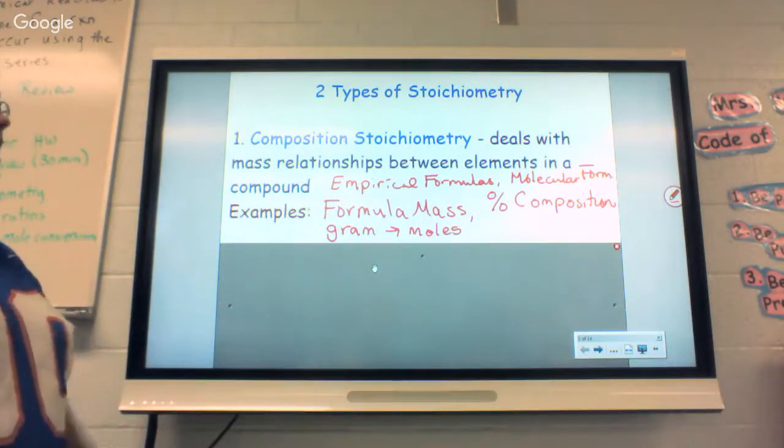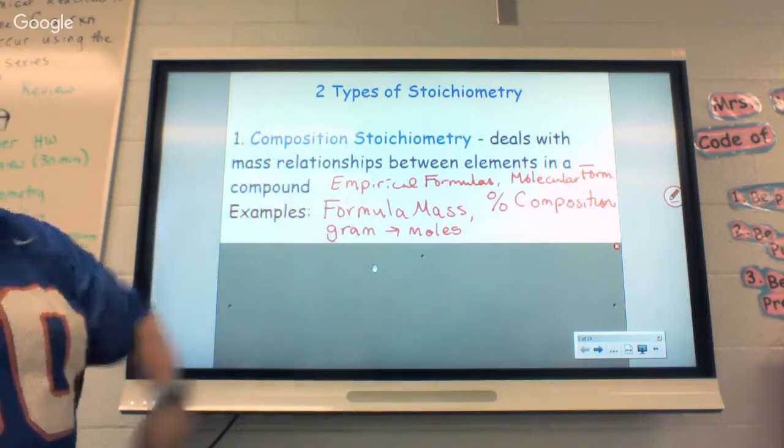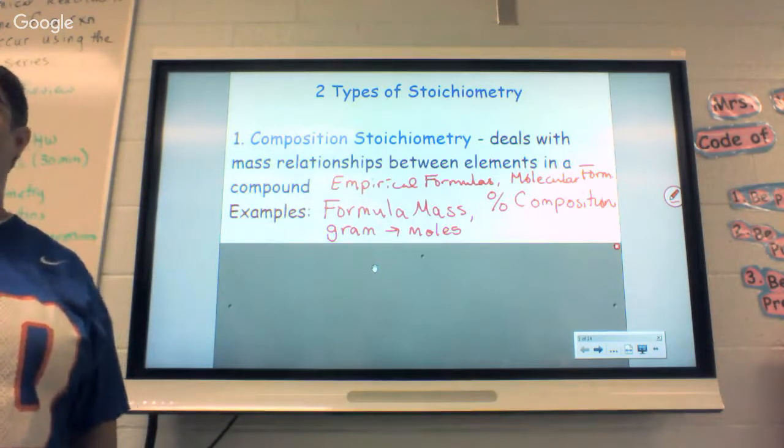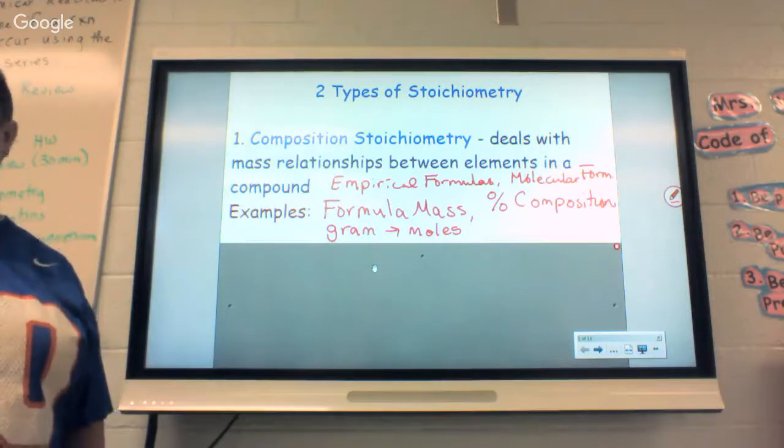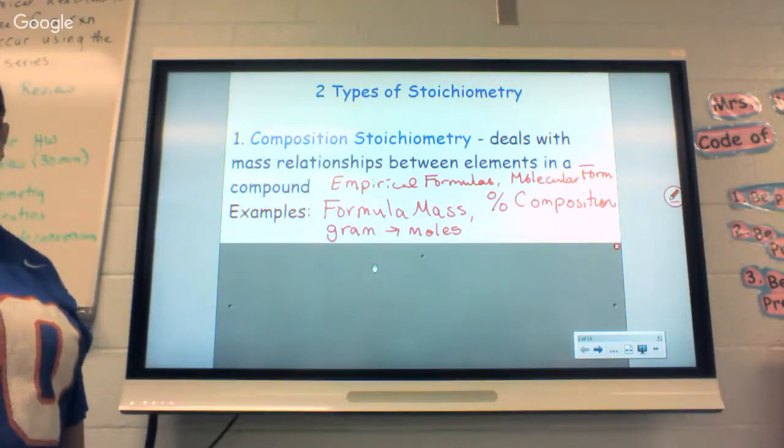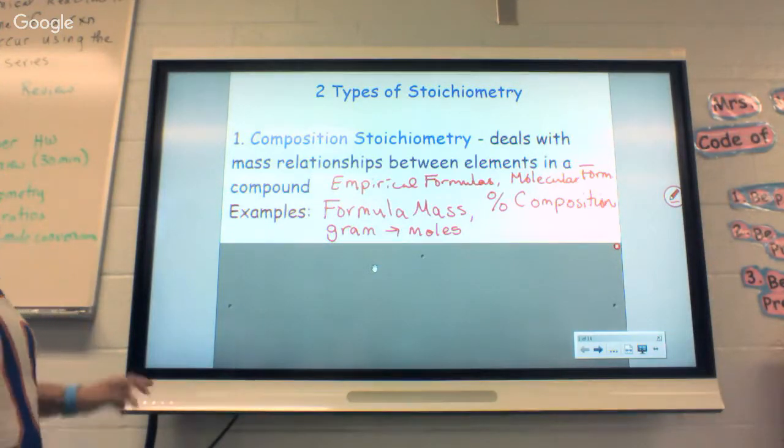Okay, things like empirical formula, molecular formula, and percent composition haven't been on a test yet. They'll be on the benchmark, but they haven't been on an actual test. That will also be on the next test.